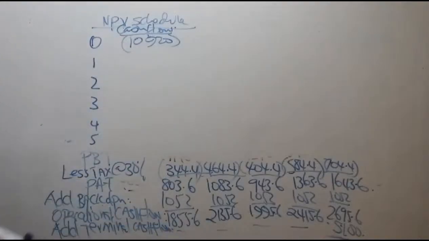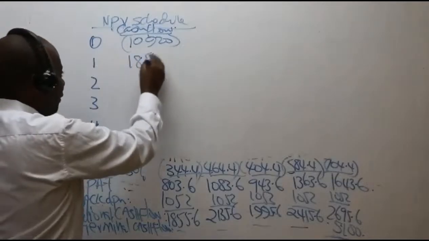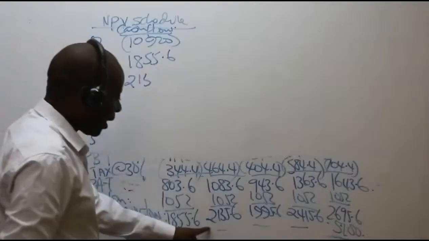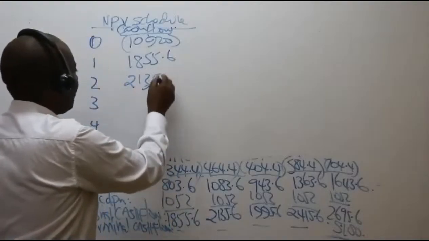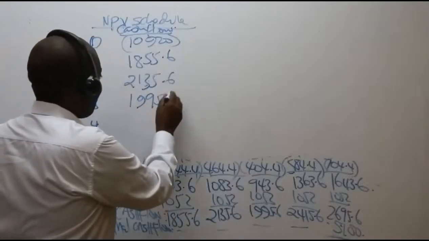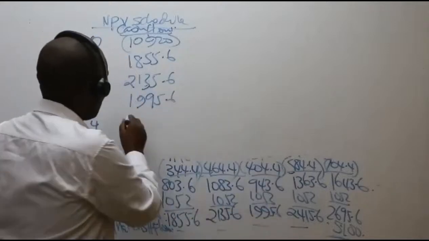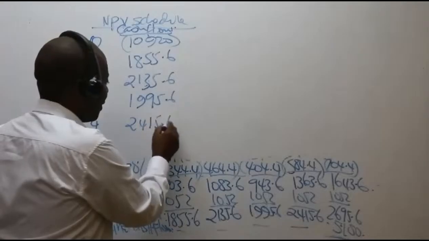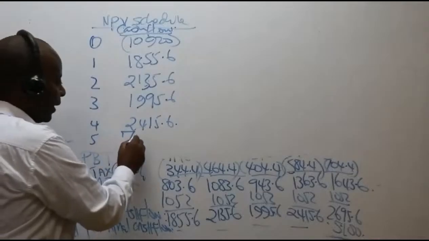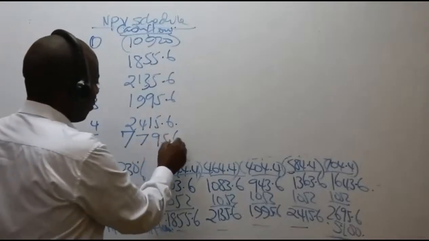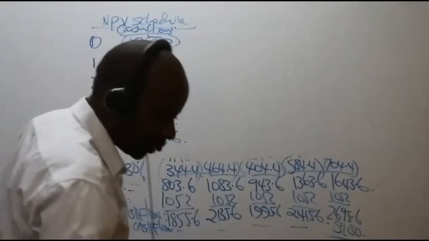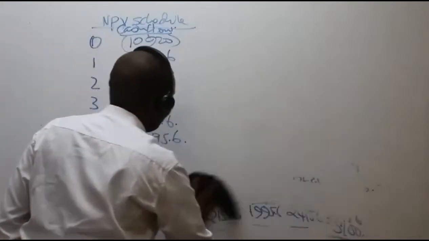Year 1, I know I will achieve 18,55.6. Year 2, I will get 21,35.6. This one here, we have 19,95.6. This one here, we have 24,115.6. And then year 5, lastly, you guys gave me 77,95.6.